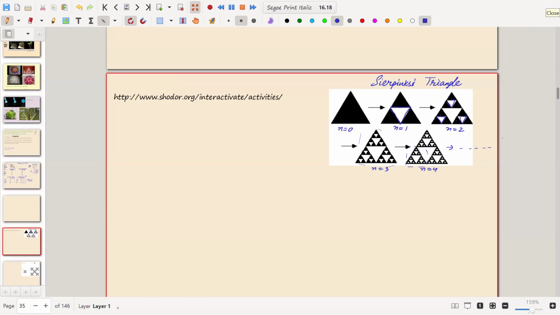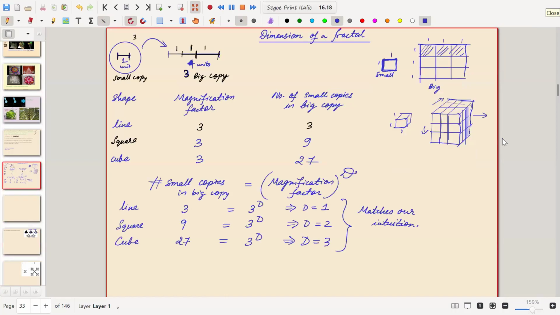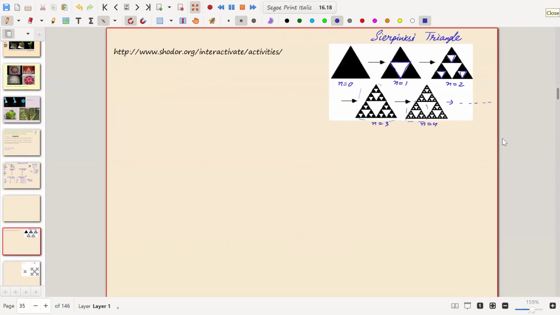See, a line, square or cube did not have fractional dimension. They had integer dimensions: 1, 2 and 3. But this fractal, will it have integer dimension? That is my question. So let us compute. We'll apply the same idea. What is our equation? The number of small copies inside the big copy is equal to the magnification factor to the power d, where d is the dimension of that geometrical object, right?